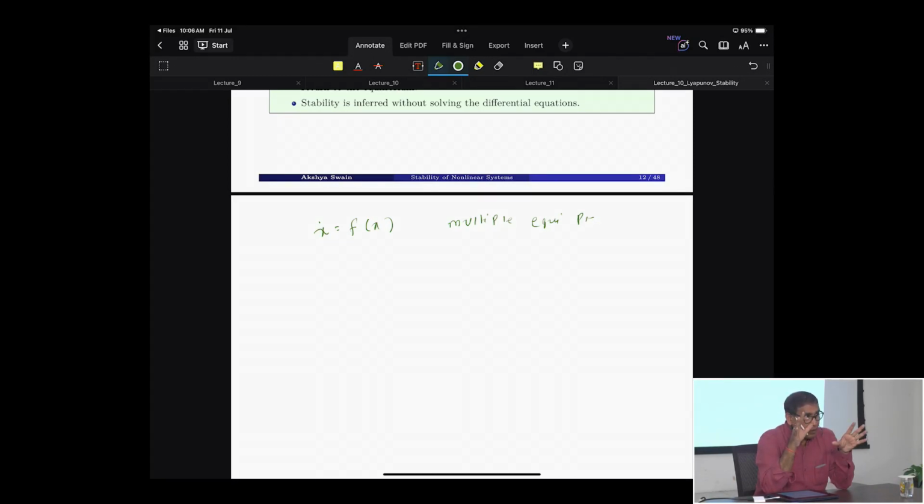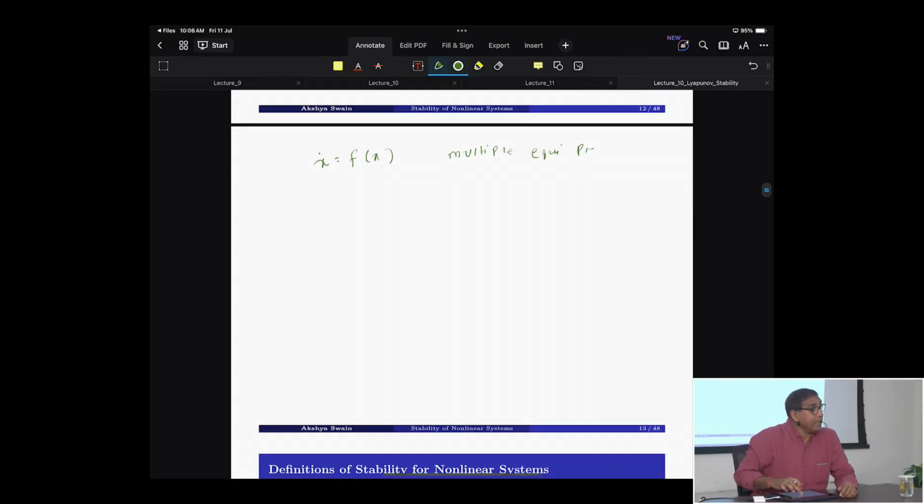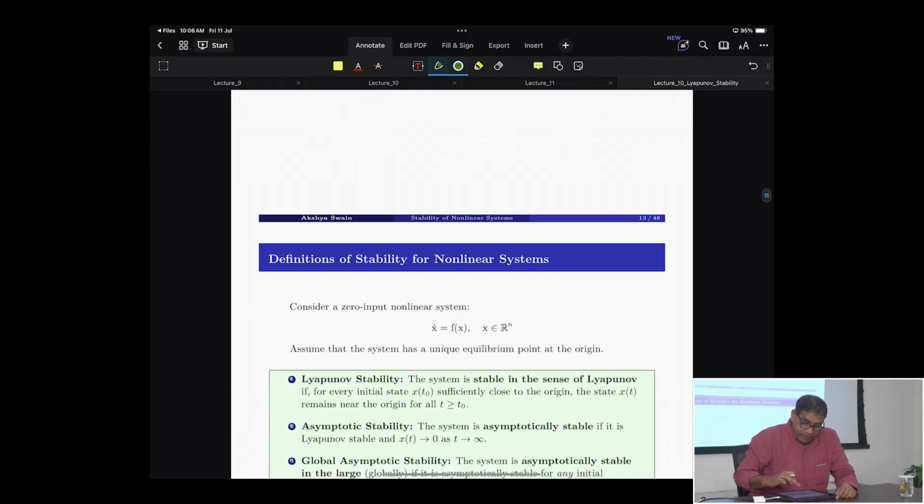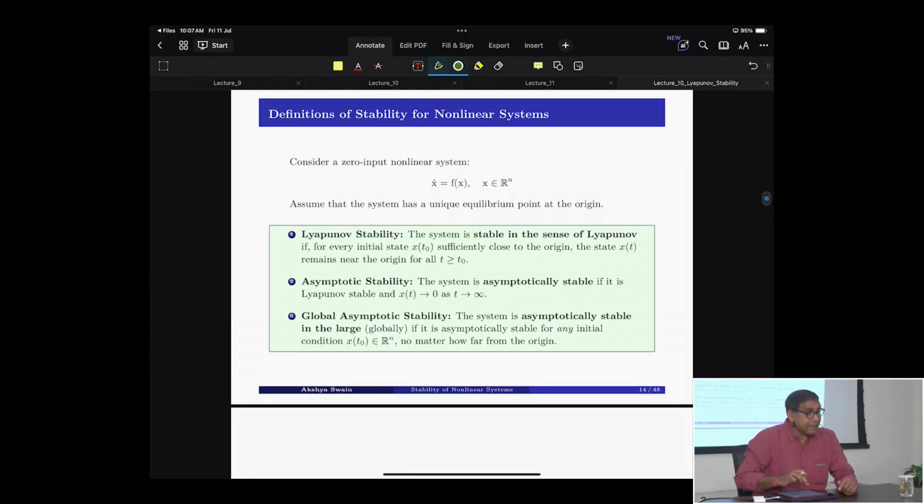The catch, I will tell you, is what the difference is. Otherwise, if that is the case, then what is the difference between linearization and that one? There is some difference, I'm coming to that point. See here, this definition, very carefully. Consider the zero input nonlinear system x dot is equal to f of x. You will ask, is it applicable for any other input? Yes, it is possible, because input is a function of the state variables, so this becomes essentially zero input.